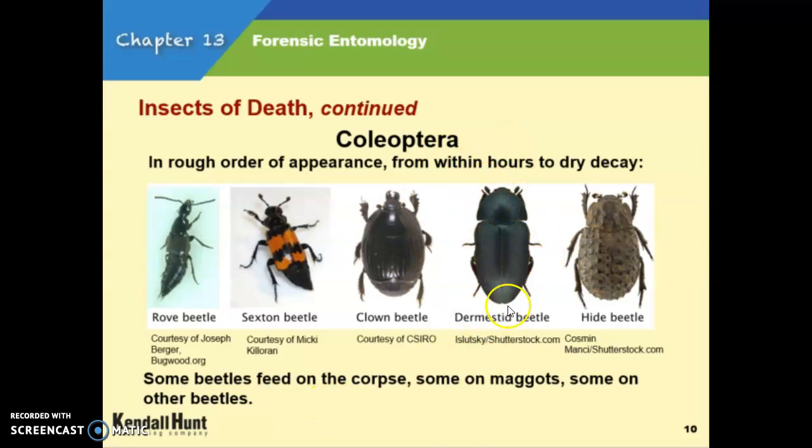Dermestid beetles are kind of famous in the skull collecting world, which some of you know in that kind of area, because they'll use them to actually clean flesh off skulls. They can clean flesh off of bones, right? And they just leave behind dry bone.